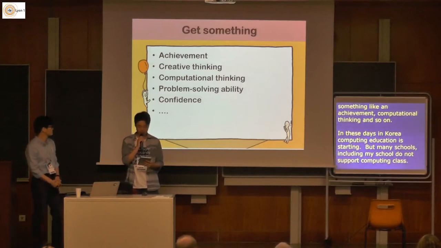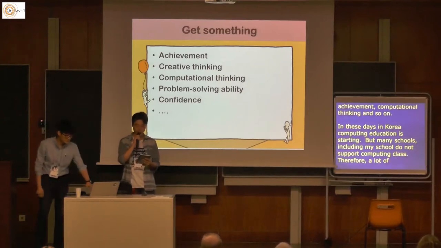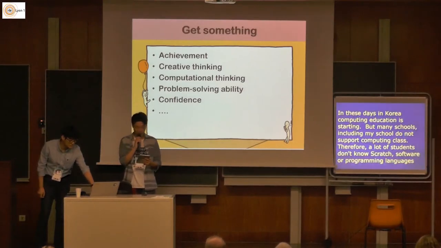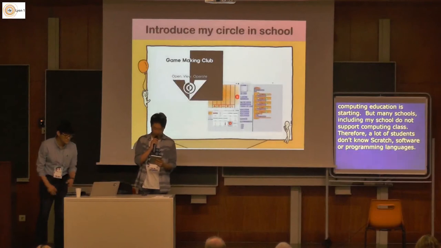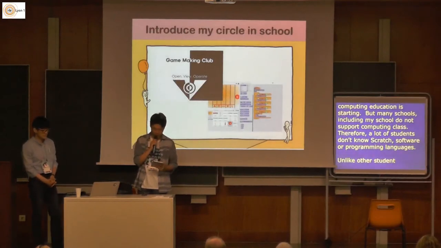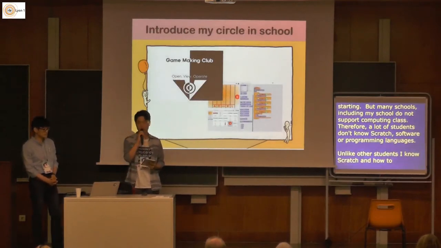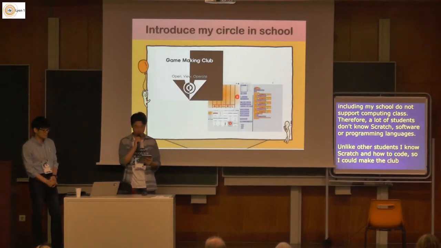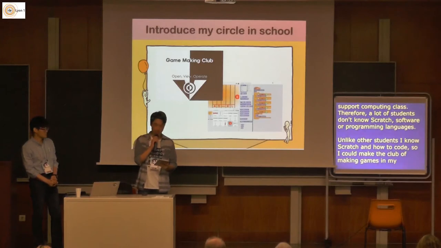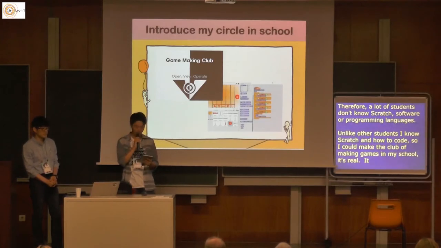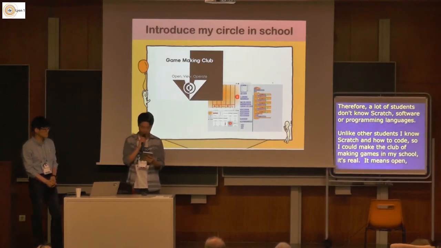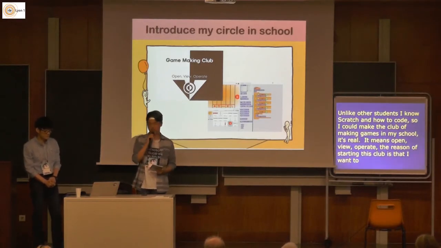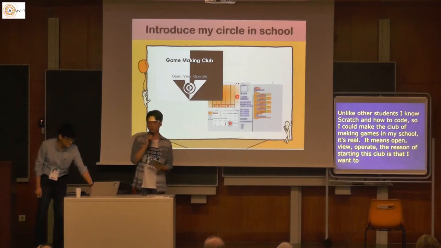Therefore, a lot of students don't know Scratch software or programming languages. Unlike other students, I know Scratch and how to code. So I could make a game-making club in my school. It's OVO. It means open, view, operate. The reason for starting this club is that I want to help my friends make games themselves.